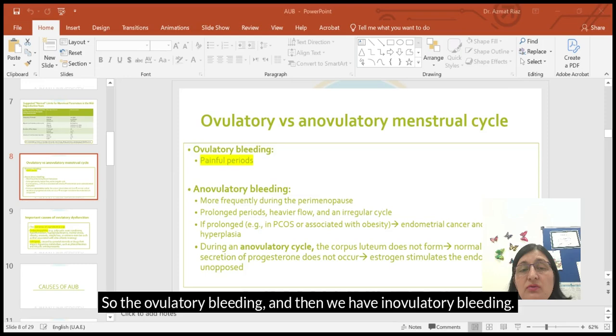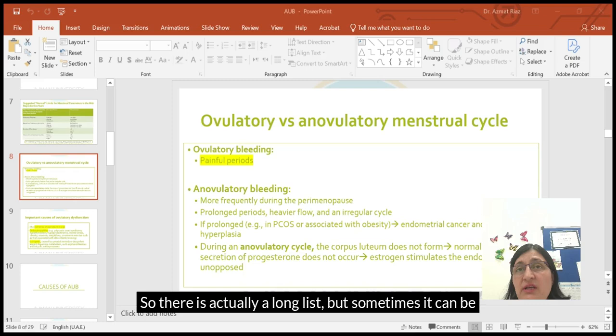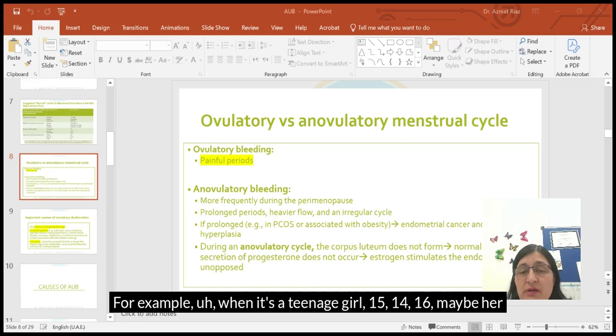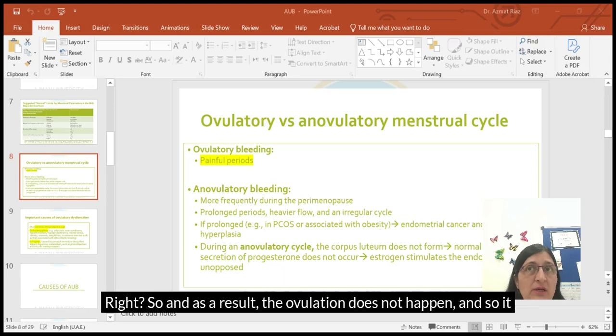So that is ovulatory bleeding, and then we have anovulatory bleeding: periods where there is no ovulation. Which conditions cause it? There is actually a long list, but sometimes it can be physiological, for example, at the extremes of reproductive age. When it's a teenage girl, 14, 15, 16, maybe her hypothalamic pituitary ovarian axis is not mature yet, and as a result ovulation does not happen. It takes some time for this HPO axis to become mature.